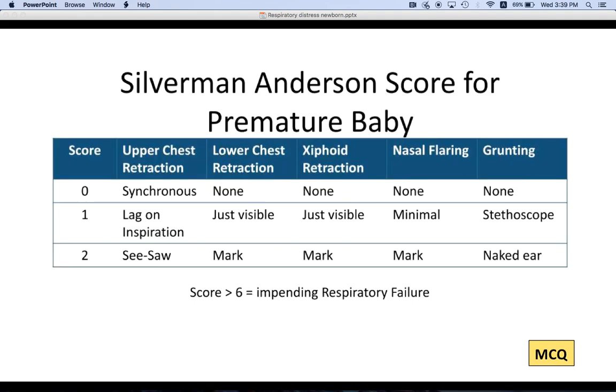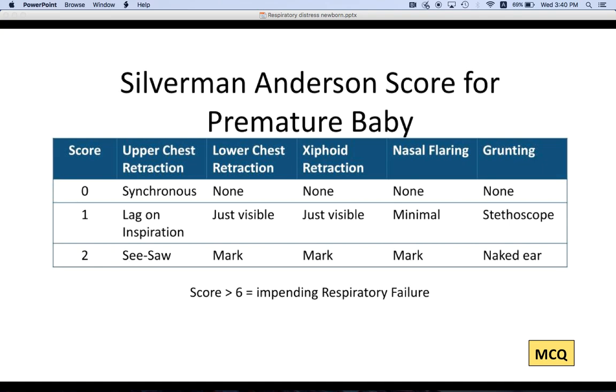While Downey score is typically done for term babies, Silverman-Anderson score is done for premature babies. The components of a Silverman-Anderson score are upper chest retraction, lower chest retraction, xiphoid retraction, nasal flaring, and grunting. Again, a score of more than 6 is indicative of impending respiratory failure.